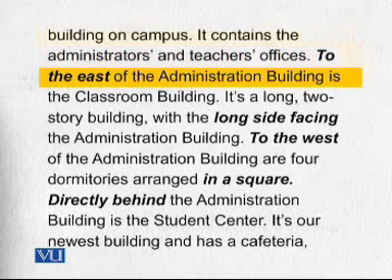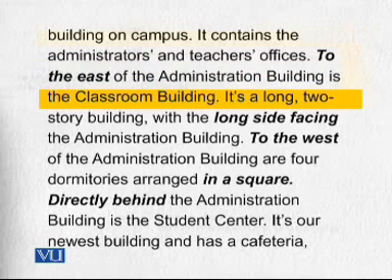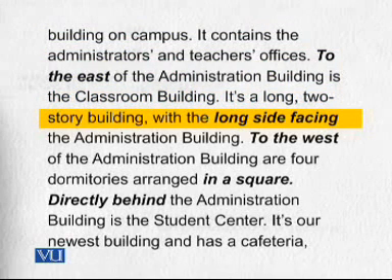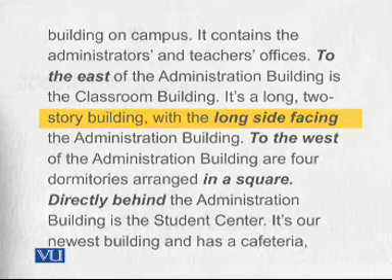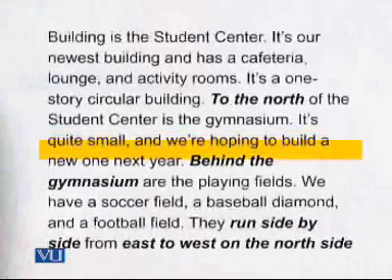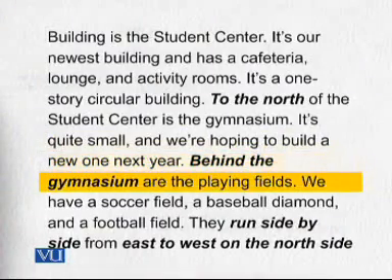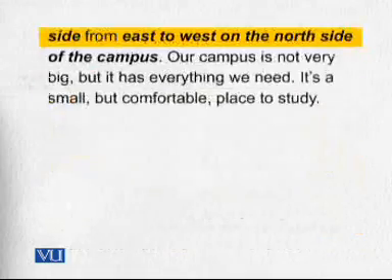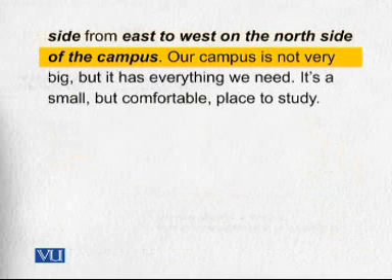To the east, now this is an important thing to note down, of the administration building is the classroom building. It's a long 2-story building with a long side facing. So this is how in this text you can very easily underline those words which are underscoring the sentences and presenting them as spatial order paragraphs. A few more, like you can say behind the gymnasium, run side by side, east to west on the north side of the campus. So this is how these are made.